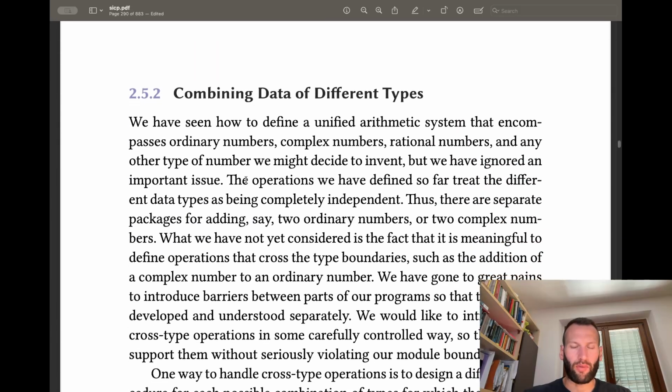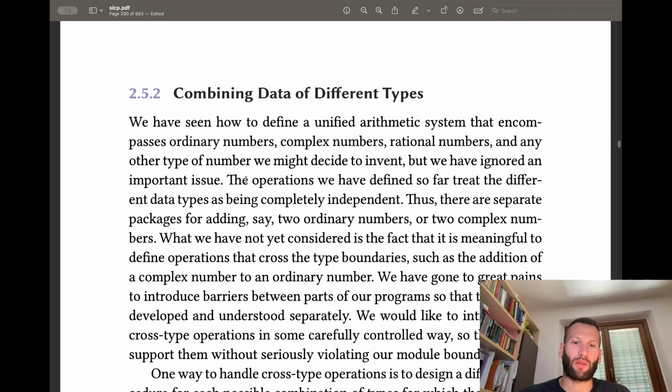Combining data of different types. We have seen how to define a unified arithmetic system that encompasses ordinary numbers, complex numbers, rational numbers, and any other type of number we might decide to invent, but we have ignored an important issue. The operations we have defined so far treat the different data types as being completely independent. Thus, there are separate packages for adding, say, two ordinary numbers or two complex numbers.